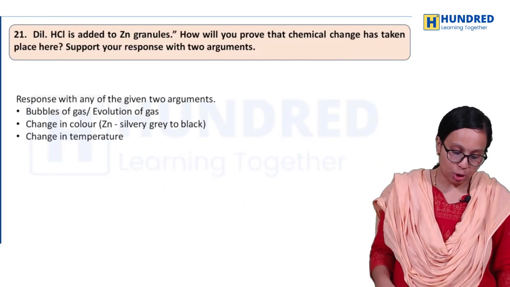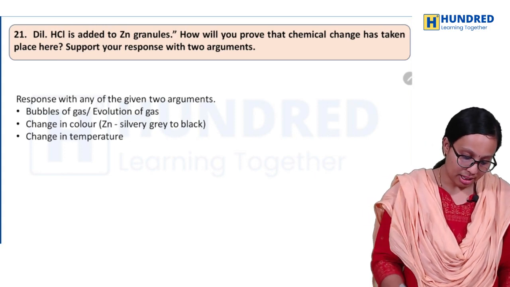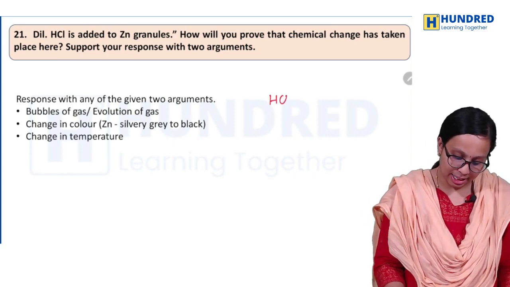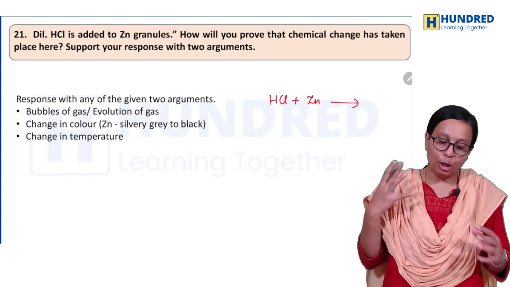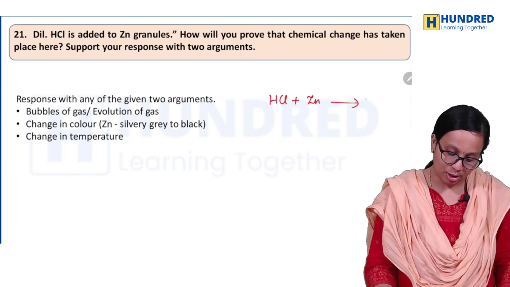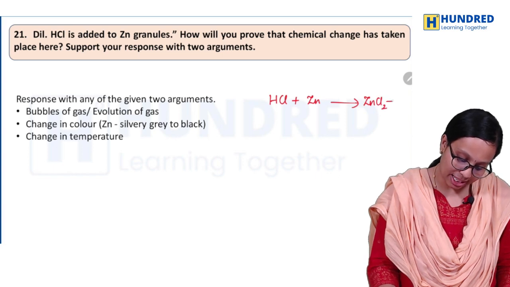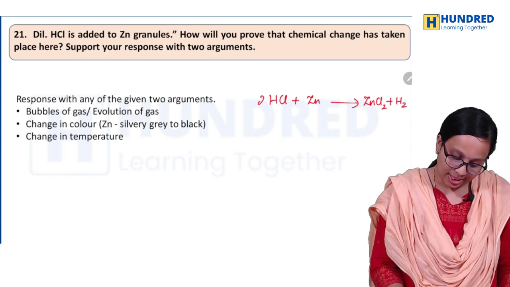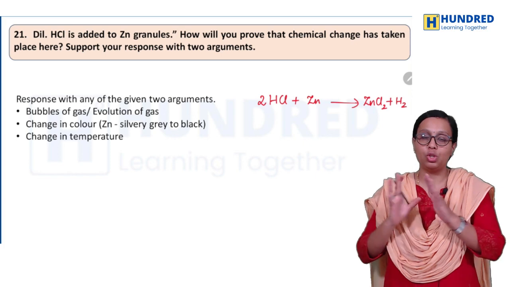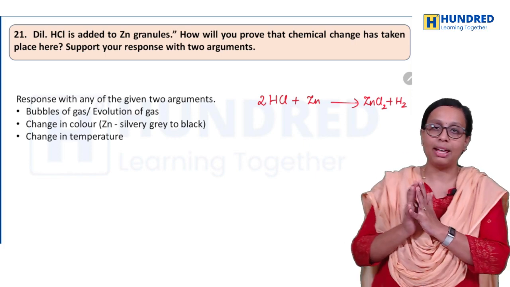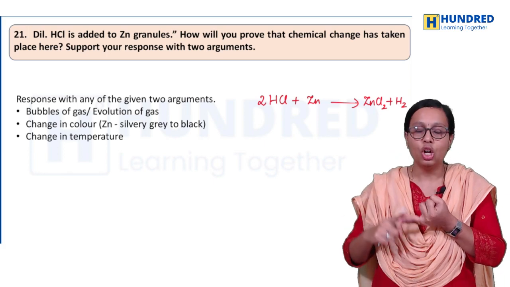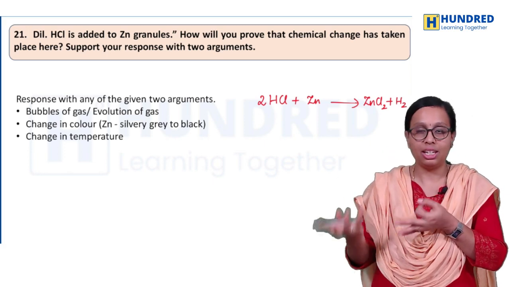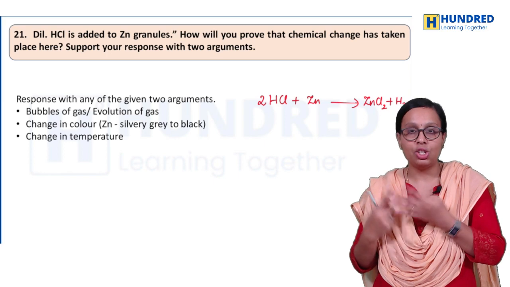Next one. Now we are moving on to the 2 marks questions. You have dilute HCl and you're going to add zinc granules to it. How will you prove that a chemical change has occurred? You'll get zinc chloride plus hydrogen. So this is the reaction. Now how do we prove it? Generally, if a chemical reaction is taking place, you can identify it by change in temperature, change in color, formation of a precipitate, or change in state.